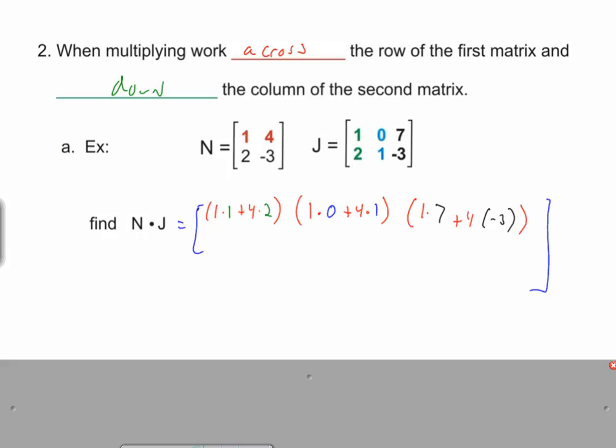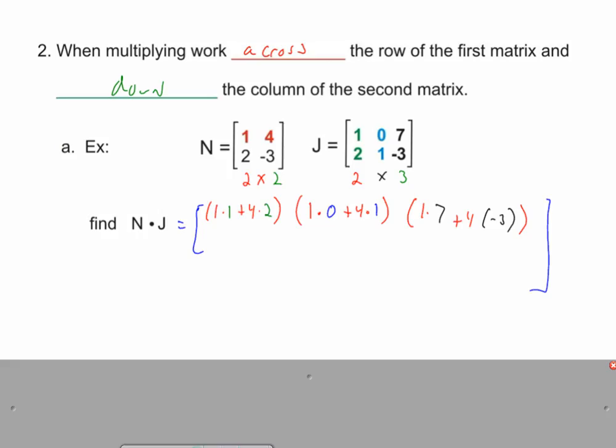Which, by the way, let me pause a second here. Let's go back and understand that we're dealing with the 2 by 2 in the first matrix, right? And we're dealing with a 2 by 3 in the second matrix. So a 2 by 2 and a 2 by 3, right? So we're expecting our final answer to be a 2 by 3, right?